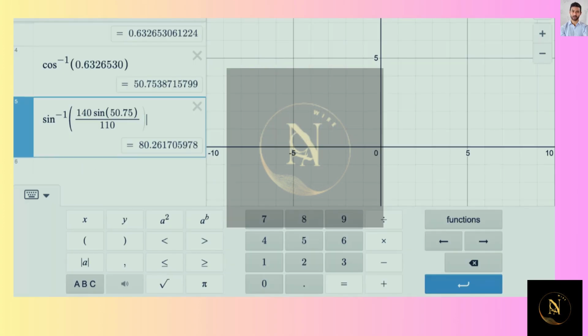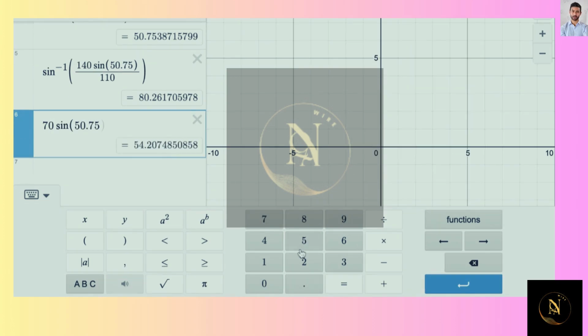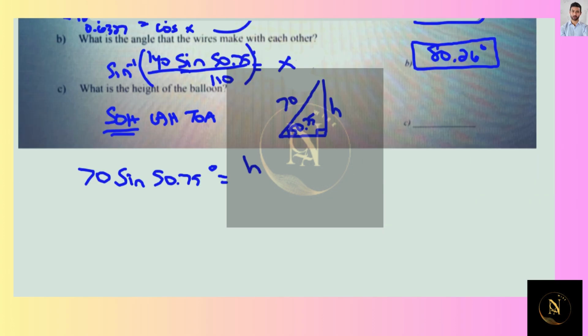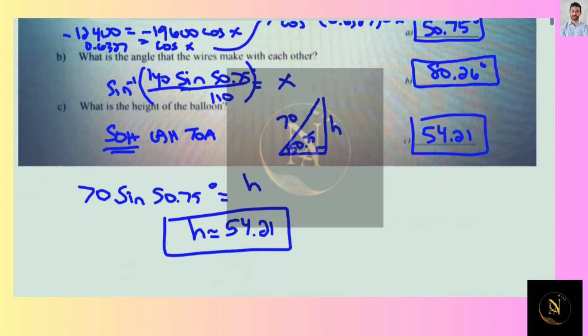70 sine 50.75. And that's about 54.21 for the height. I hope that helps you out. That would technically be in meters as well.